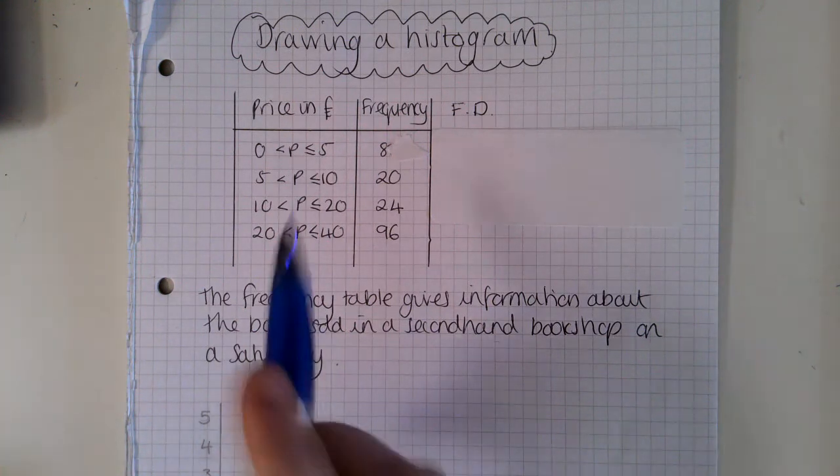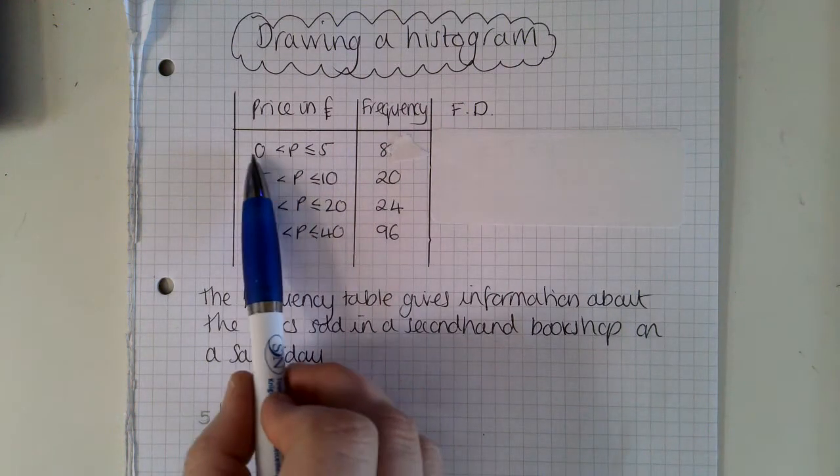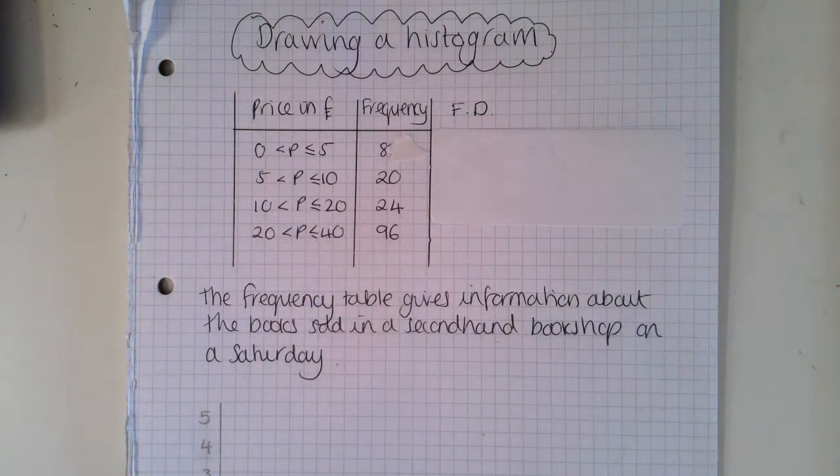First of all, we need to draw a histogram because our data is continuous and the class widths for each of these are not the same. So we can't plot it like a normal bar chart. We need to find the frequency density in order to help us to plot it.